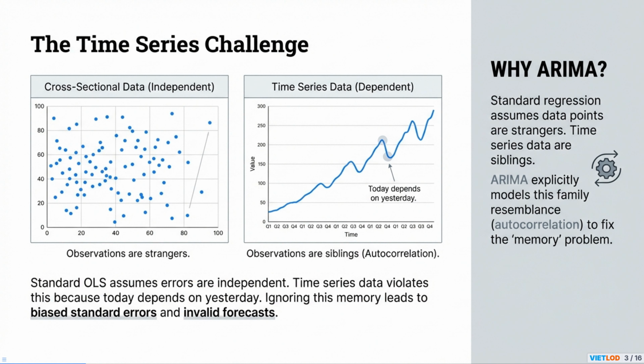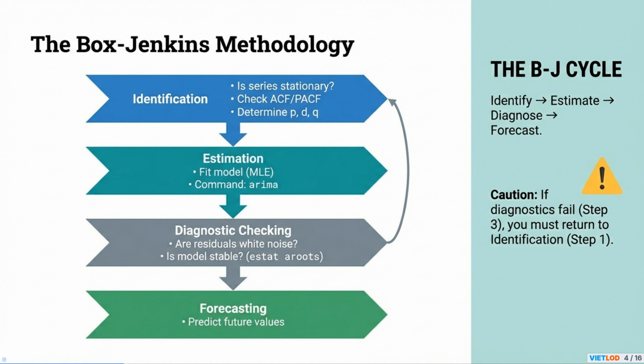Think of daily temperature. The temperature today is highly dependent on the temperature yesterday. You can't just shuffle the days and expect the data to make sense, which you could do with a survey of 100 different people's heights. So how do we properly model this family resemblance in our data? This is where the ARIMA model comes in, following a structured approach known as the Box-Jenkins methodology.